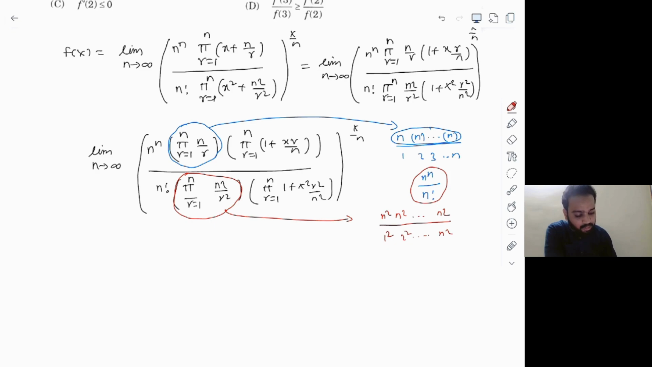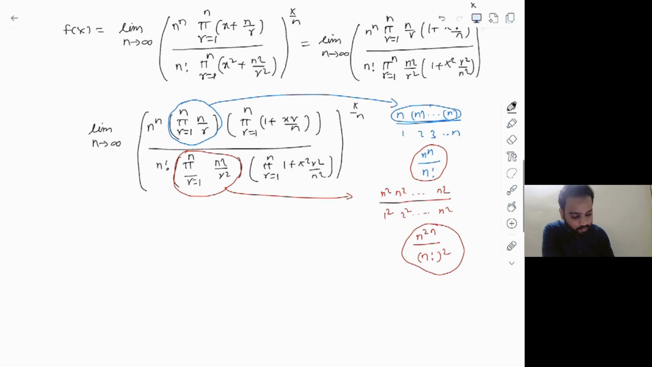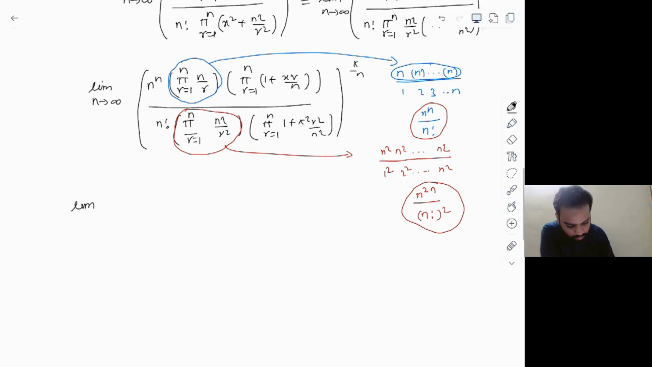It is n square multiplied n times, so it should be n to the power of 2n divided by, if you look at the denominator, can I say it is directly n factorial whole square? So that's the advantage here. Okay. So these are the numerator and denominator first pi notations. Now let's take it and put it back there and see what we get.